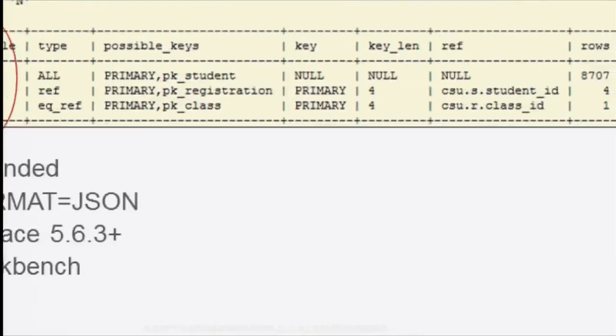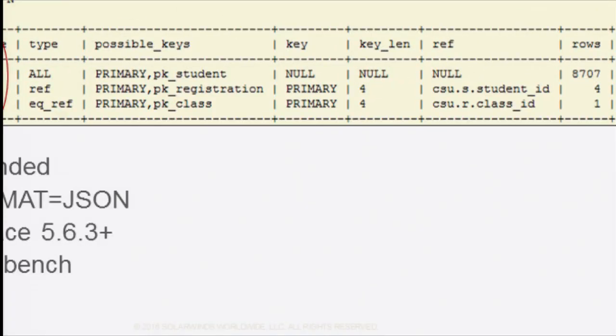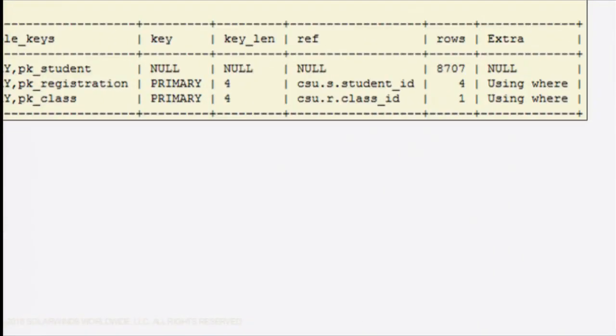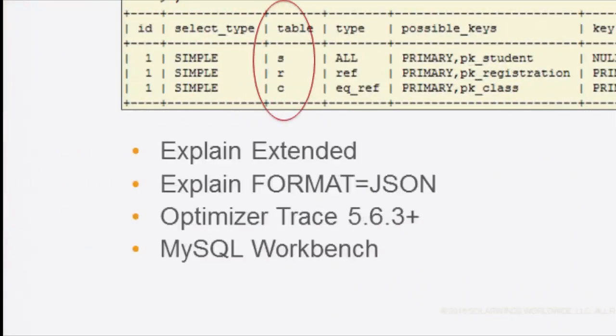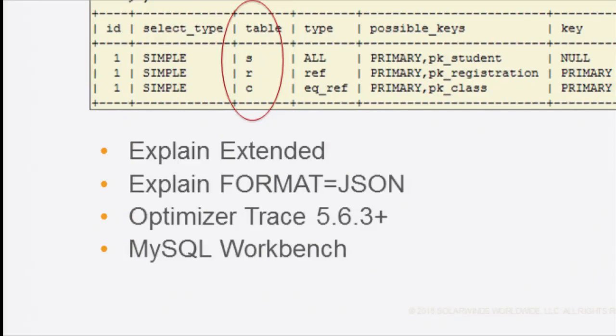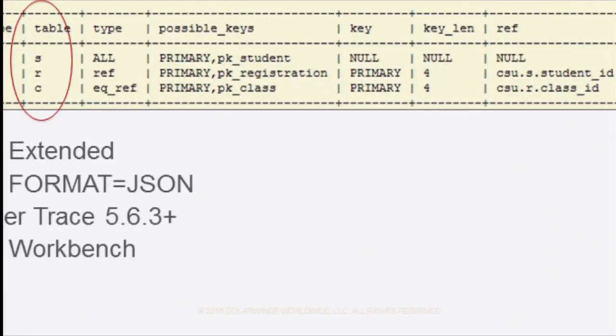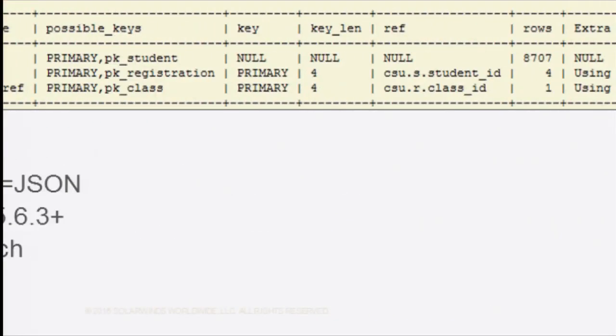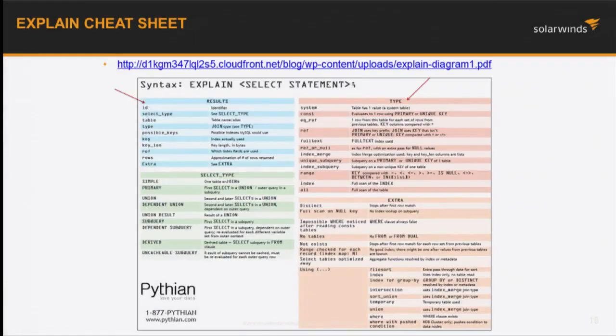It looked at its primary key, using the primary key referenced the student ID, and then it did nested loops into class, doing an equal reference using the primary key of class ID. So that's how you read execution plans.